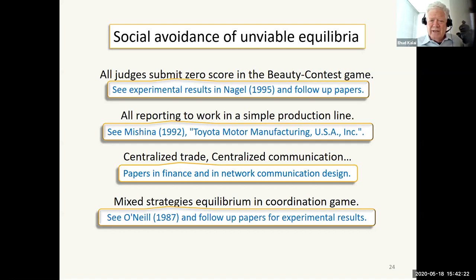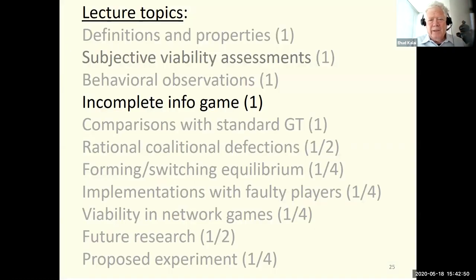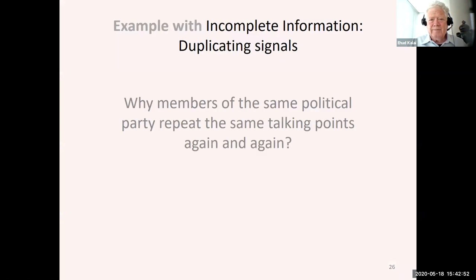So mixed strategy equilibria often do not have a high D index. I'll do an example with the no confession equilibrium in the confession game. And this reminds us of non-disclosure agreements in biotech and high tech companies, because without such agreements, the no disclosure of information equilibrium is highly non-viable. Let me show you a game with incomplete information. And actually it kind of sheds some light on political issues.